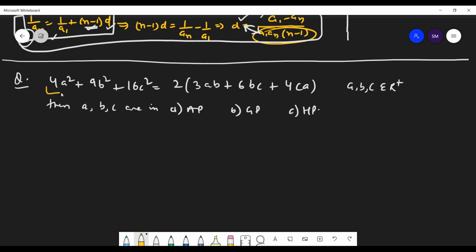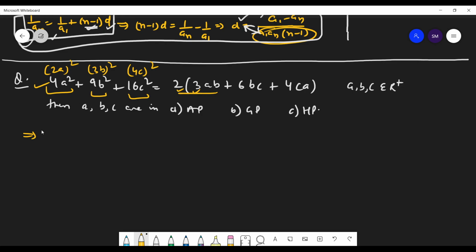So here you can see a lot of perfect squares. We have dealt with this kind of situation. So that's also 2, 3. So that's 2a whole square, that's 3b whole square, and that's 4c whole square. So you are getting here 2, 3ab, this combination. So that's given to us. Let us start with this. So what do you get?